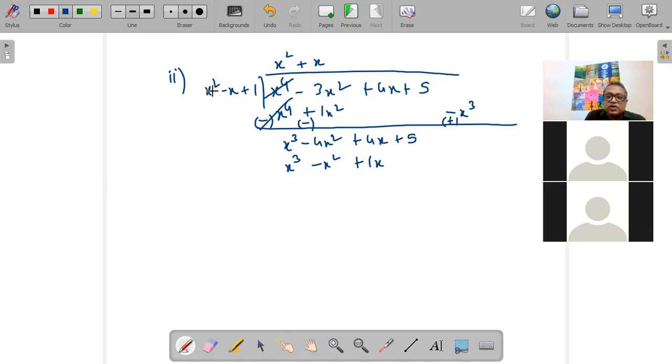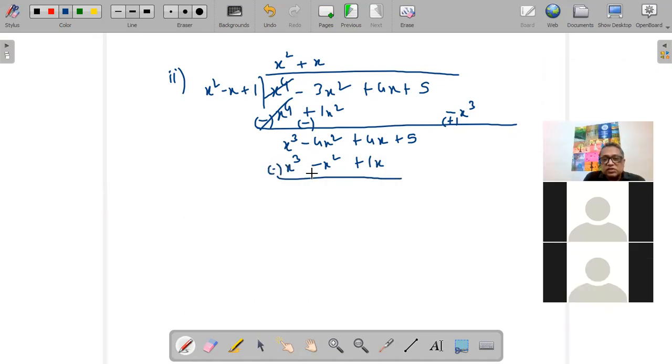So again, I'm repeating this step. I have put x here. Why? Because I want x³. So x² into x gives x³. Minus x into positive x is minus x². 1 into x is 1x. Now again, I'll subtract. Yes, ask.